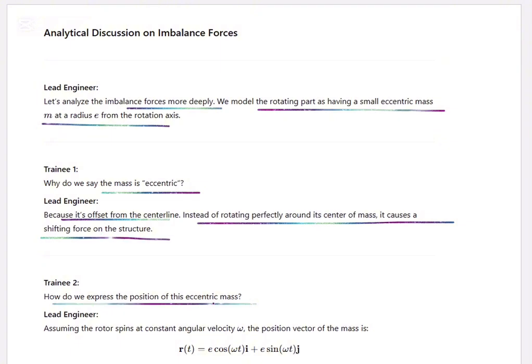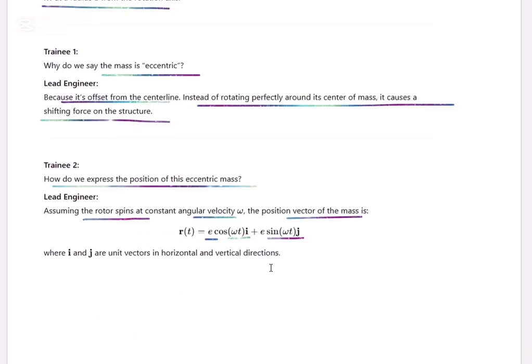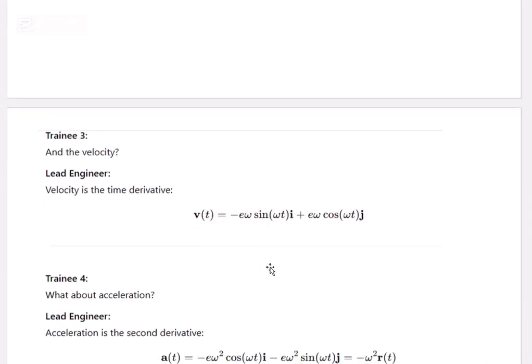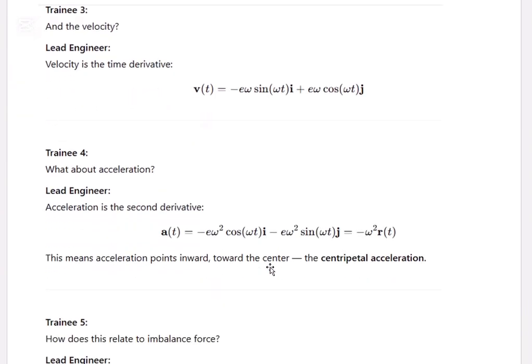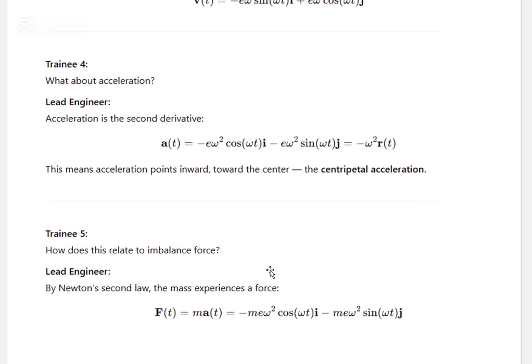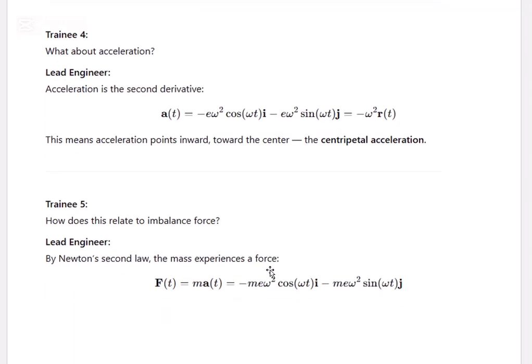How do we express the position of this eccentric mass? Assuming the rotor spins at angular velocity omega, the position vector of the mass is e cos omega t i plus e sin omega t j, where i and j are the unit vectors in the horizontal and vertical directions. Velocity is the time derivative, and acceleration is the second derivative. This means acceleration points inward toward the center: centripetal acceleration.